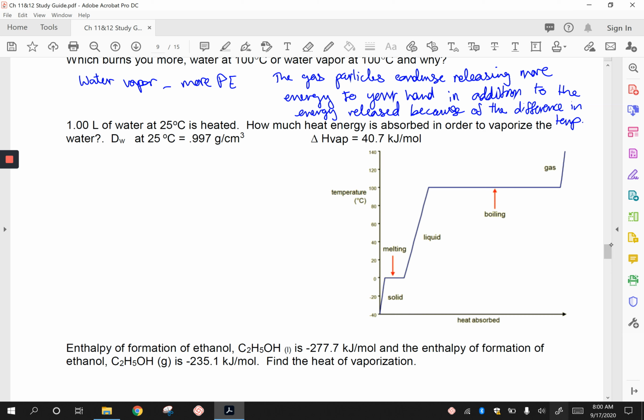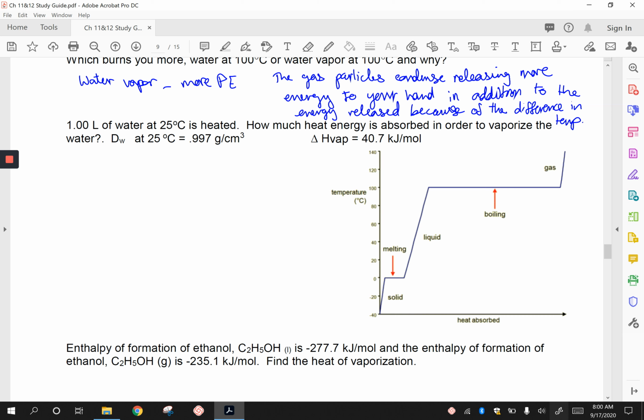Remember, this is a heating curve. Can have a cooling curve as well. This is for water. So it says 1 liter of water at 25 Celsius is heated. How much heat energy is absorbed in order to vaporize the water? And they give us the density of the water at that temperature.